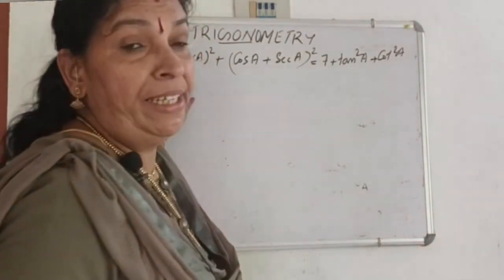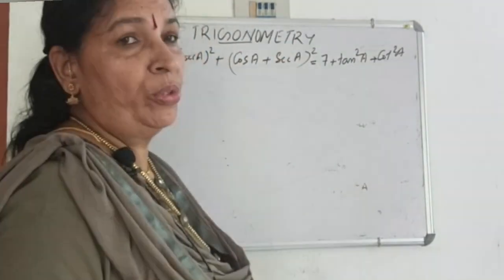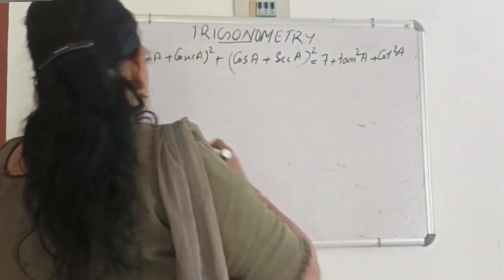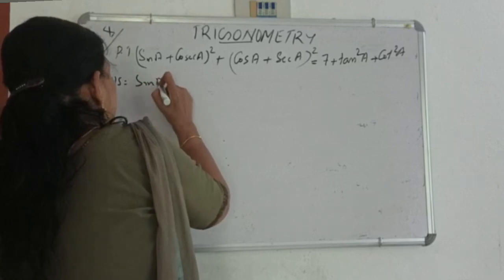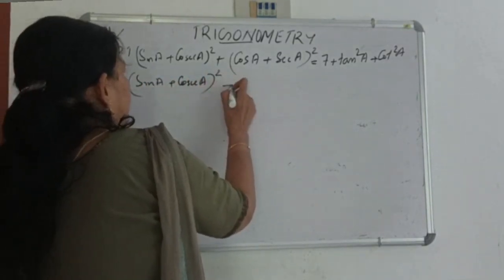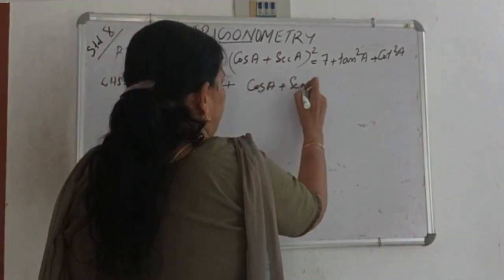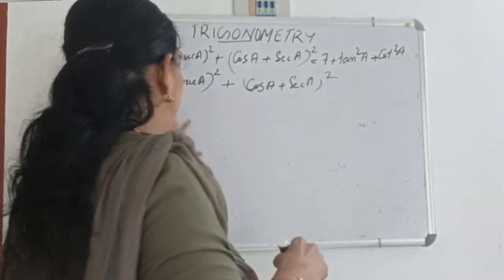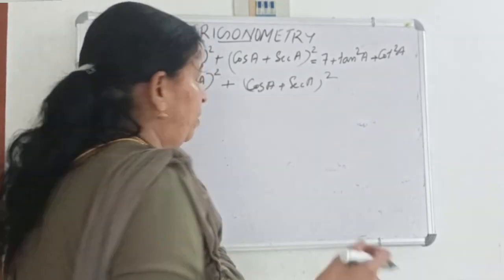Prove that (sin A + cosec A)² + (cos A + sec A)² = 7 + tan² A + cot² A. Starting with the LHS, which is equal to (sin A + cosec A)² + (cos A + sec A)². Using (x + y)² = x² + 2xy + y².